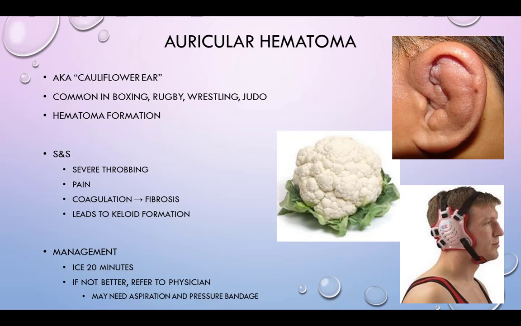Auricular hematomas are also known as cauliflower ear. They are common in boxing, rugby, wrestling, judo, and any sport in which headgear is worn. The headgear creates a friction-type injury similar to a blister as it moves around the ear tissue. The hematoma forms and then the tissue scars. In certain cases, auricular hematomas can actually impair hearing. It can close the ear canal and cause some difficulty.